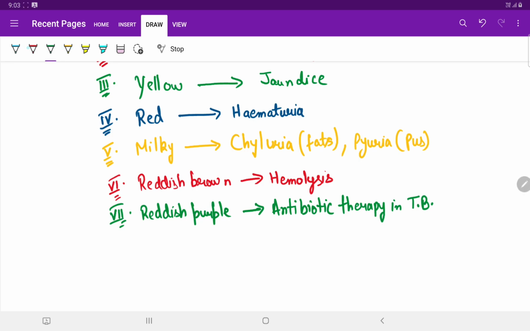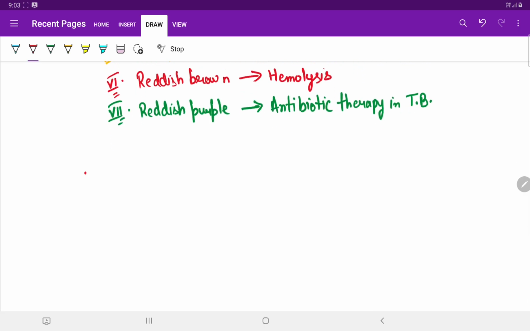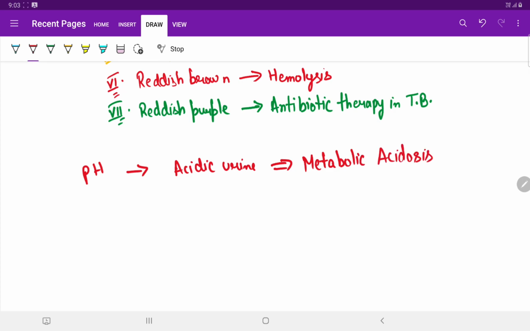Another parameter is the pH. How does the pH affect the pathological state of the urine? If the urine is acidic, it may be due to metabolic acidosis or renal tubular acidosis.